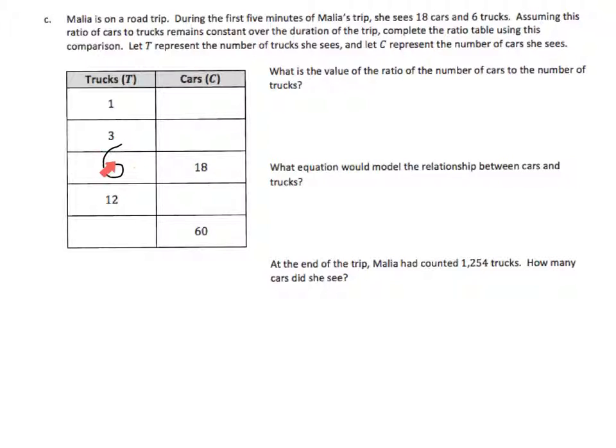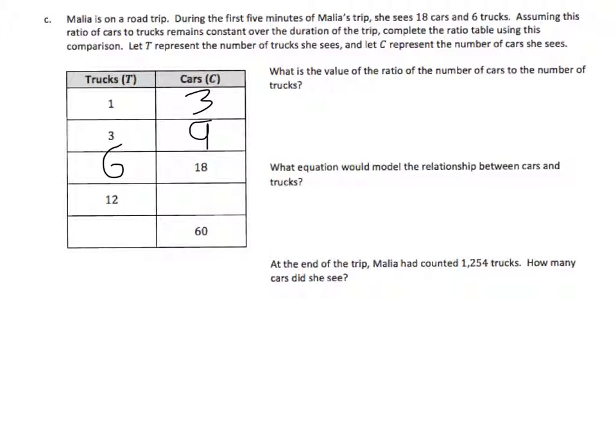So how did I get from 6 to 3? Well, I cut it in half. I divided by 2. So I'm going to do the same to the 18. 18 divided by 2 is 9. So there we go. I've cut my 18 in half to get 9. So now I'm going to work here again on the next one. How did I get from 6 to 1? Well, 6 divided by 6 is 1. So 18 divided by 6 is 3. Okay, so I got those two filled in.